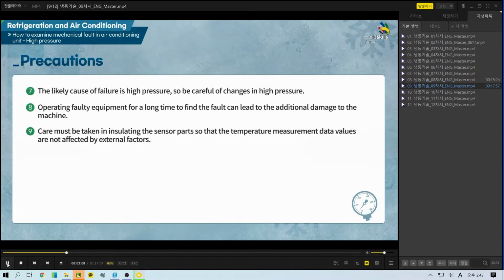Ninth, care must be taken in insulating the sensor parts so that the temperature measurement data values are not affected by external factors.